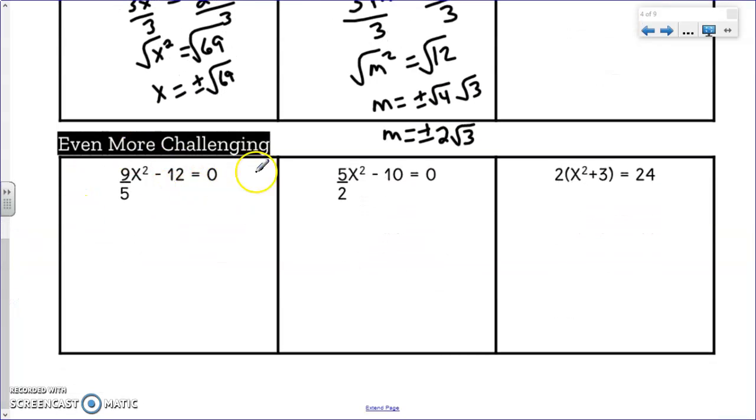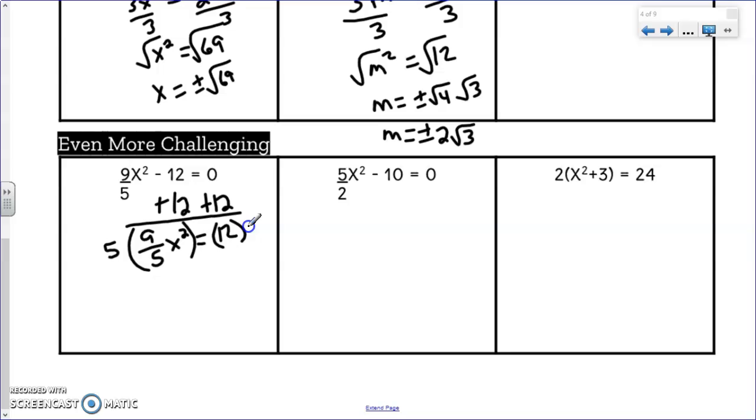So let's look at the last part here. On this one, you would add 12. You get 9 over 5x squared equals 12. I need to get rid of this 5, so I'm going to multiply by 5 on both sides. So 9x squared equals 60. I need to divide by 9. You could have also just multiplied by the reciprocal.